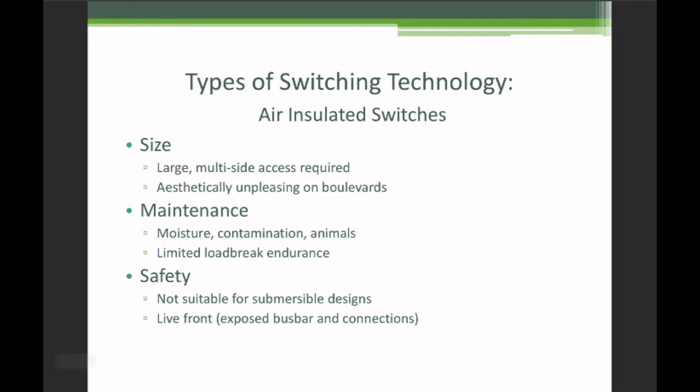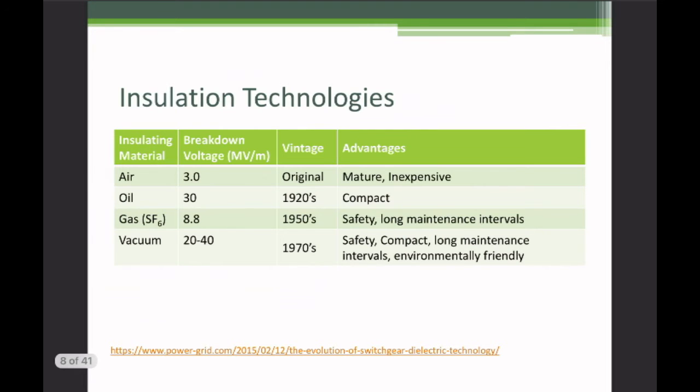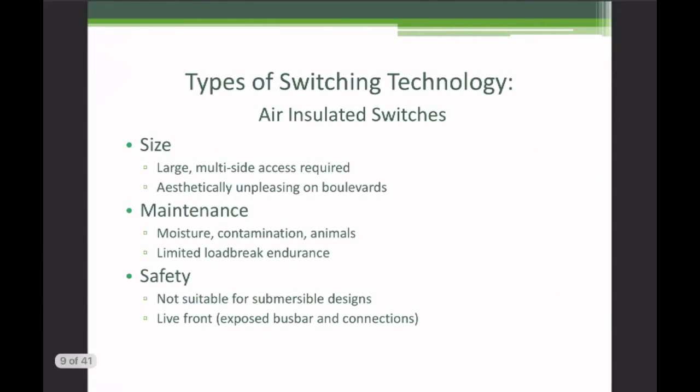So let's talk a little bit more about air. Air-based switchgear, it's got the lowest breakdown voltage, and so this equipment is going to be the largest. Because of the designs, when you're doing maintenance on it, you need access to both the front of the device and the back. Because it's so large, it's kind of unsightly. So people don't like having air-based switchgear on their front yard, for example, or in a boulevard.